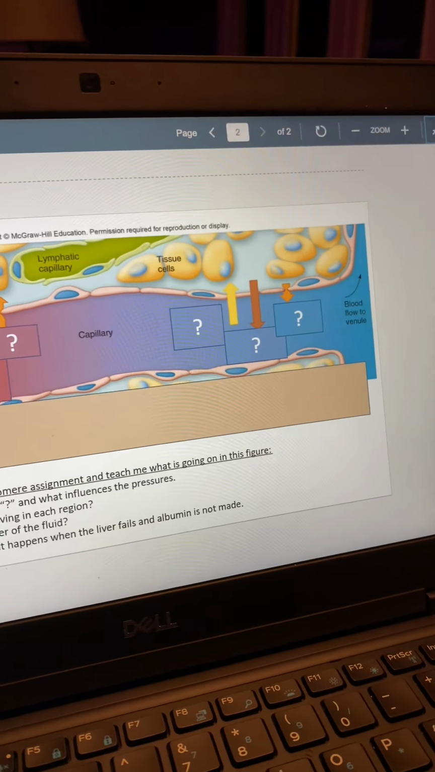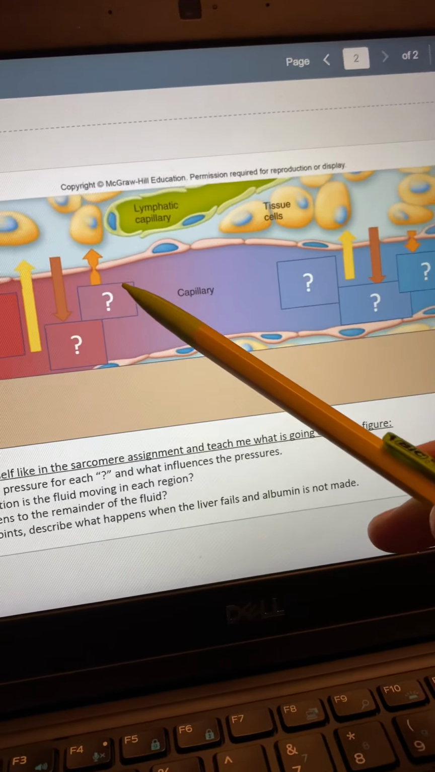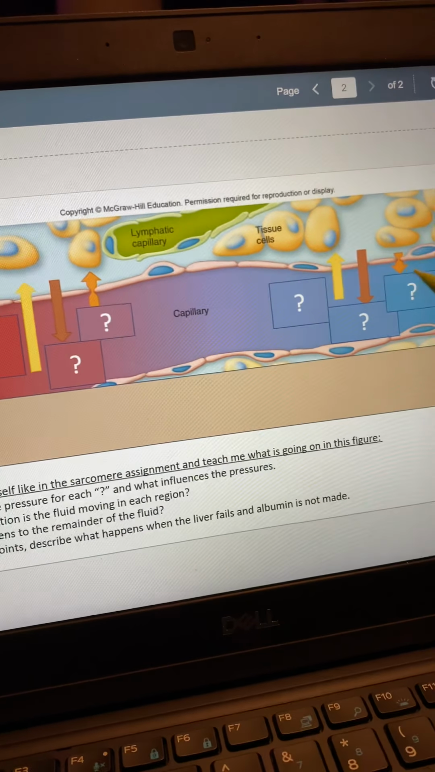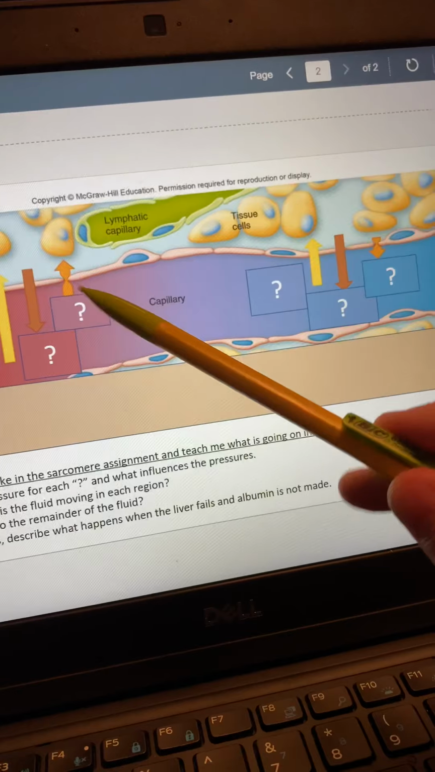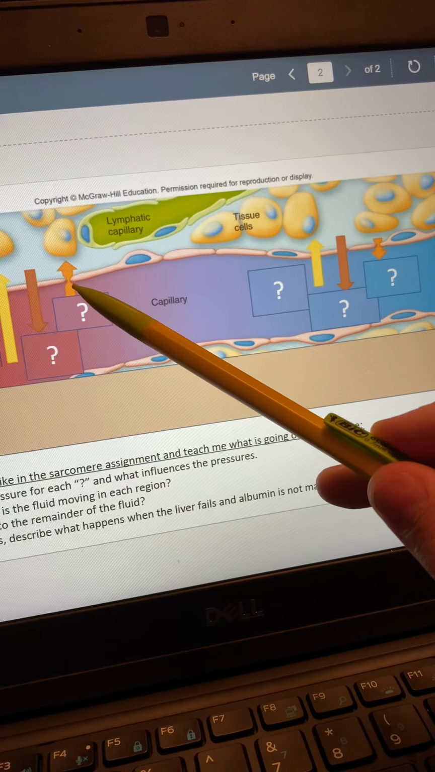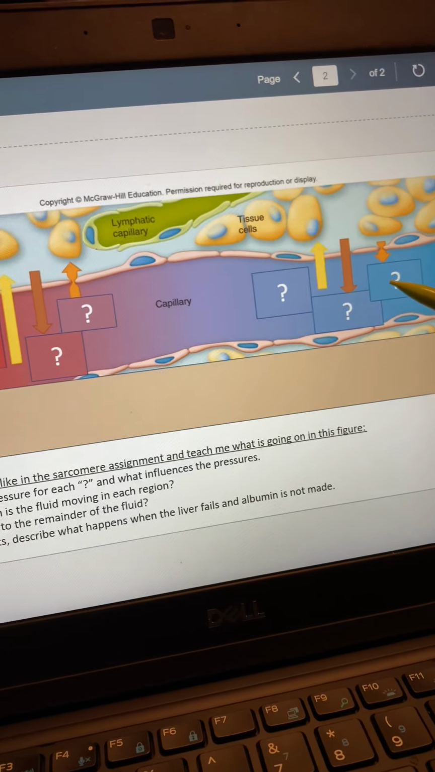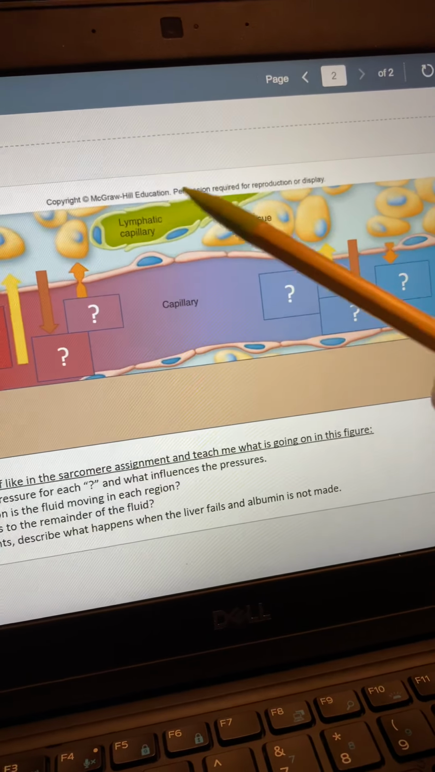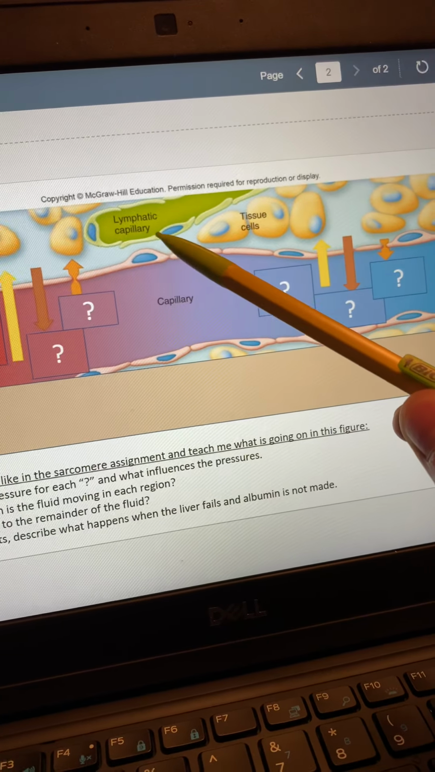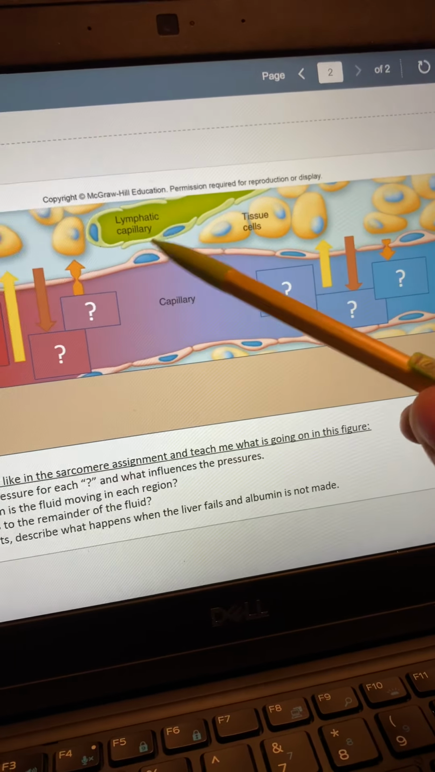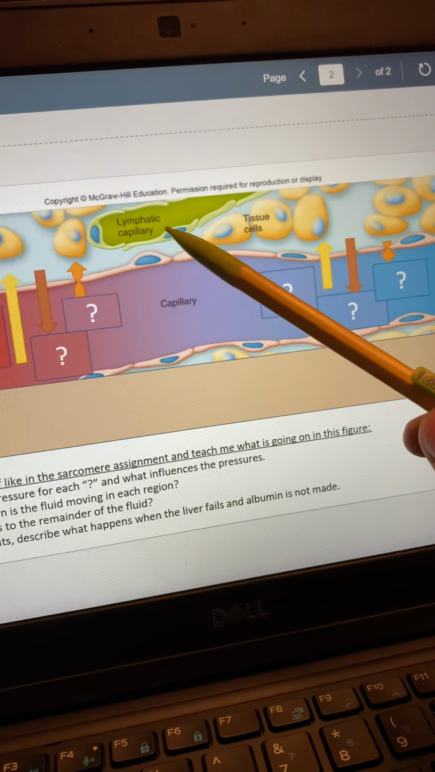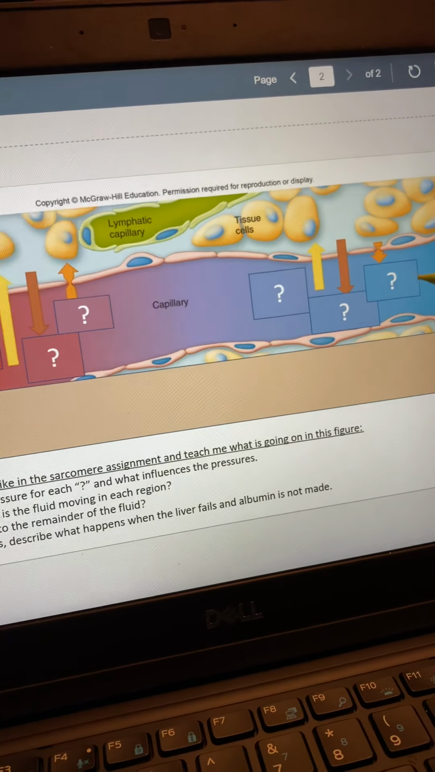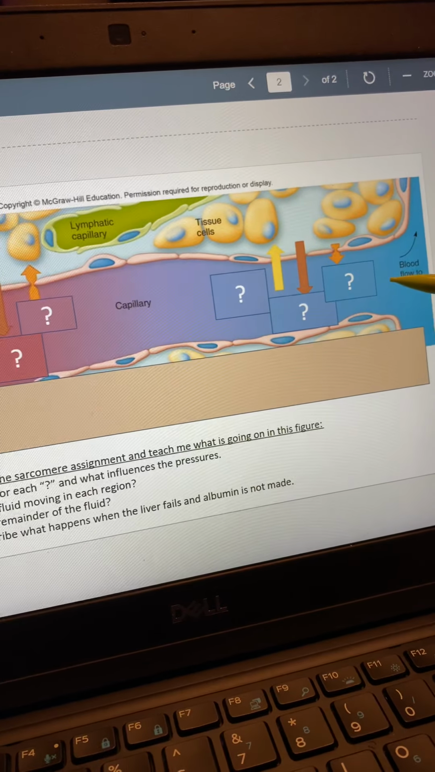The reason for the differences of pressure on the arterial and the venal side is due to the fact that some of the water and the fluid gets taken up by the lymphatic capillary, and so therefore it doesn't return to the blood vessel on the venal side.